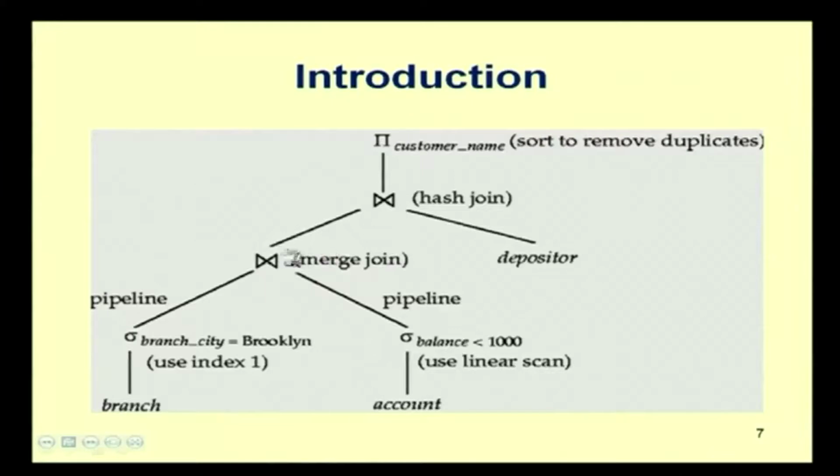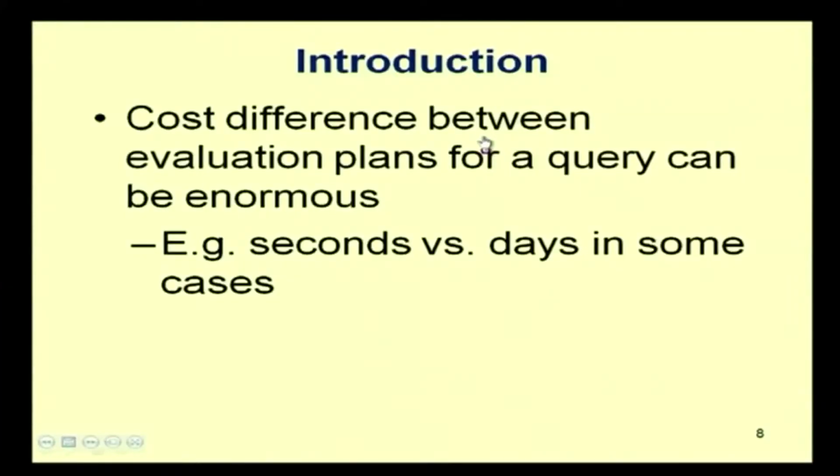Then do a merge join, and with whatever number of tuples you get from the merge join, you merge it with the depositor with a hash join and then find the customer name. So, the cost difference between evaluation plans for a query can be very enormous. It can vary from seconds versus days in some cases.